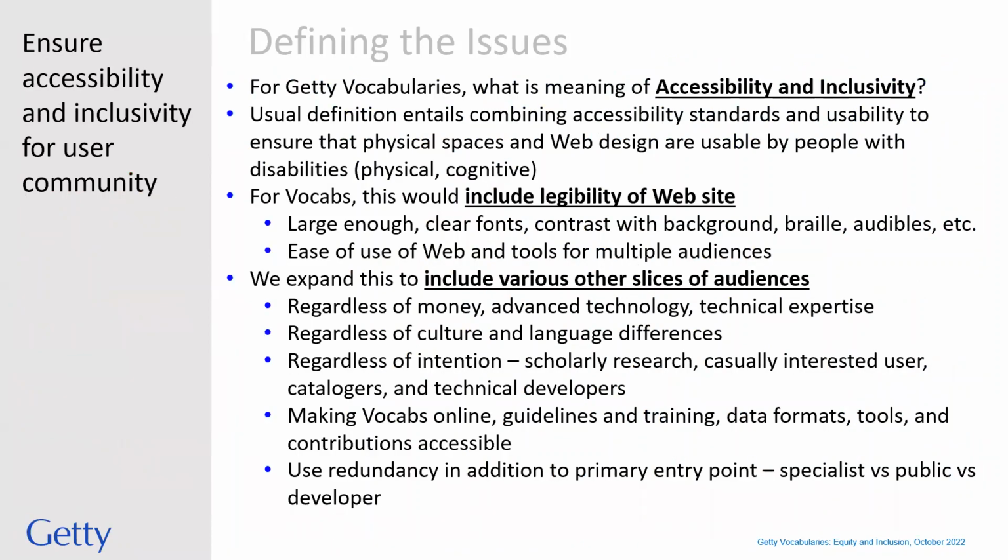And finally, the last issue is about accessibility and inclusivity. This has to do with physical spaces and web design. For the vocabularies, that would include web design, but we also expand it to include various other slices of the audience, so that, for example, regardless of money or advanced technology or culture or language, or even the intention of why you're using the vocabularies, we want to make sure that the vocabularies are accessible.